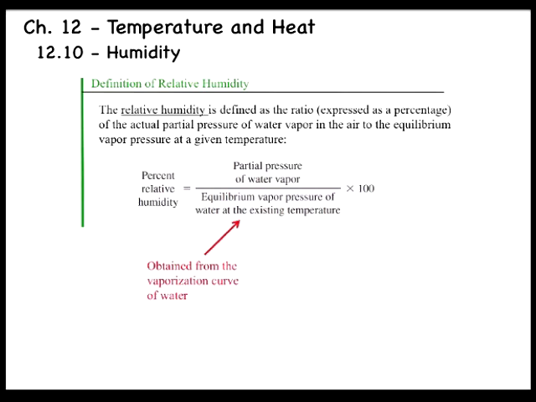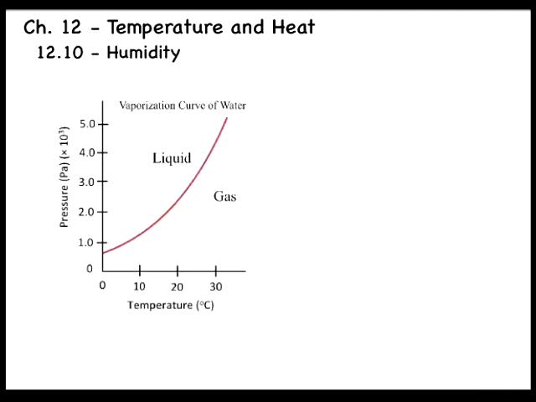At a given temperature, the partial pressure of the water vapor in the air cannot exceed this value. If it did, the vapor would not be in equilibrium with the liquid and would condense as dew or rain to reestablish equilibrium. The vaporization curve of water shown here is a pressure versus temperature graph that indicates the separation between the gas and liquid phases.